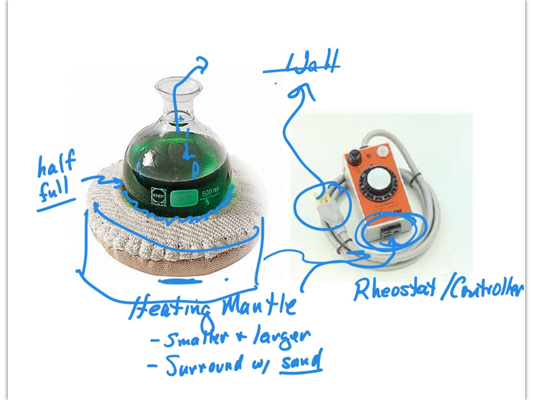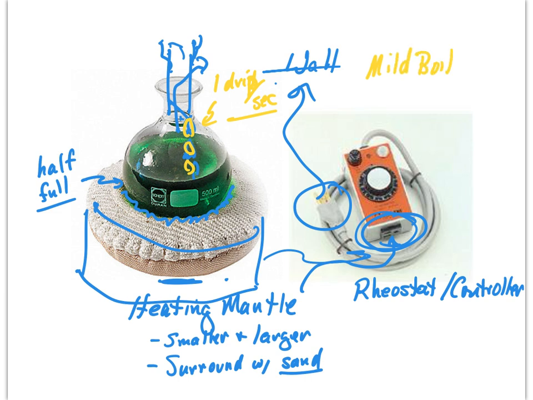But you want to set your controller so that, if this is our fractionating column, as it condenses, you will get drips coming back. Let me change colors here to make this easier to see. You'll get drips falling back into the solution. You want it to be going at about 1 drip per second. Okay? That is a reasonable mild boil. So we're looking to heat it to a mild boil.